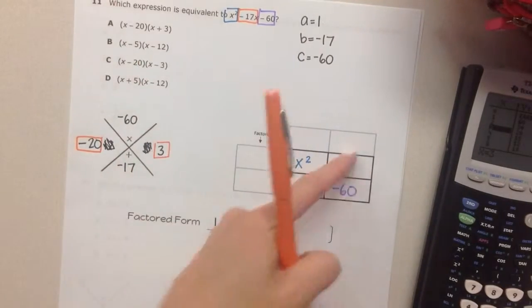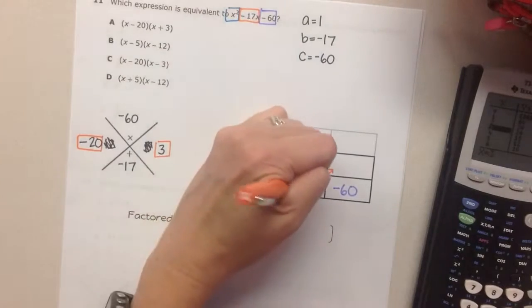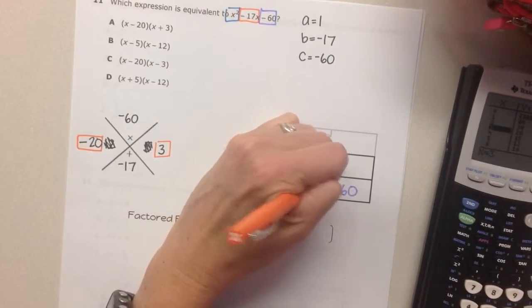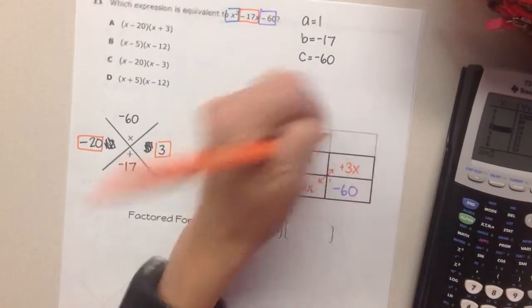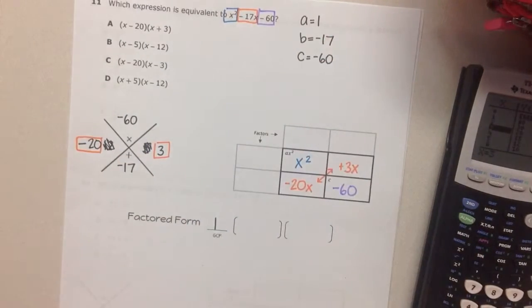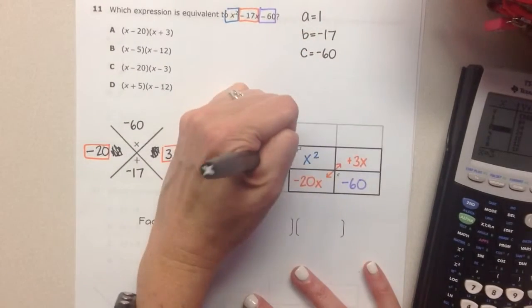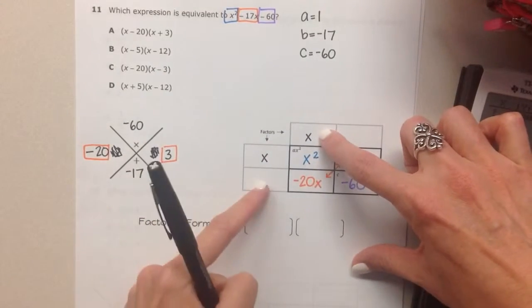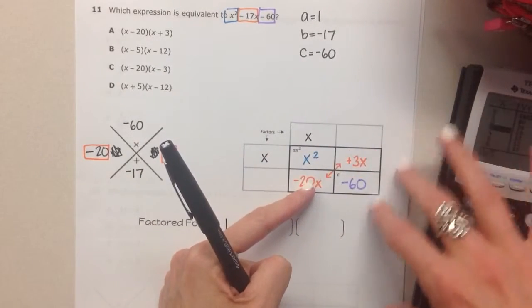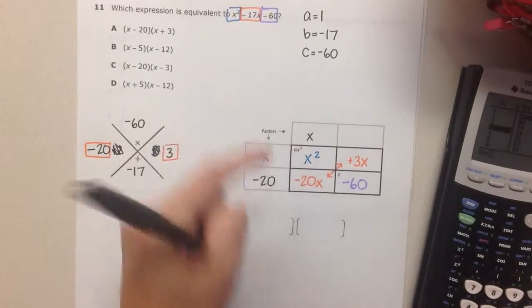I just don't know how I'm splitting up my terms in these boxes to create a negative 17. And that's why we do the x puzzle, because negative 20x plus 3x is going to combine to make that negative 17x. So now I'm going to use my multiplication skills so that I can factor this. And so I know x times x is going to be x squared. And x times what is going to make negative 20? That would be negative 20 times x.